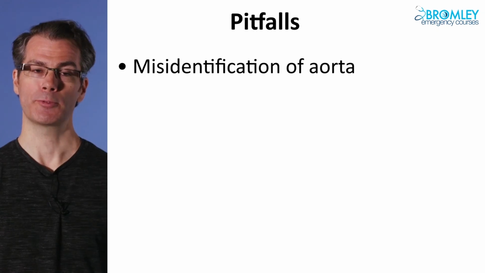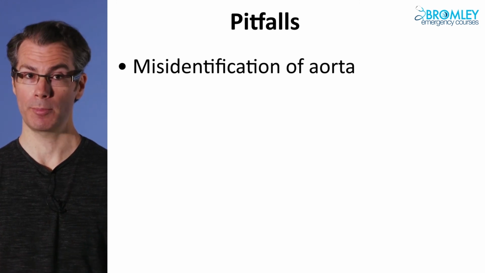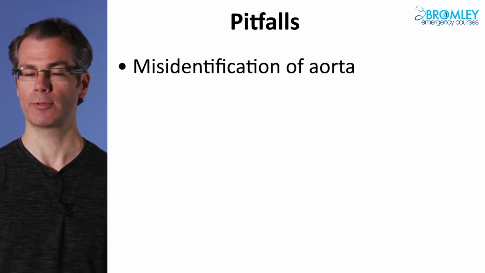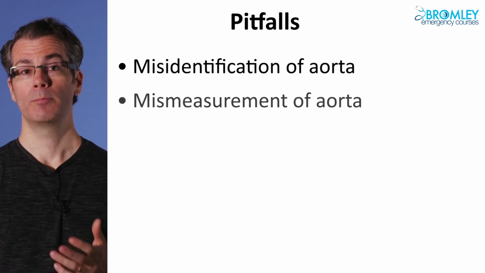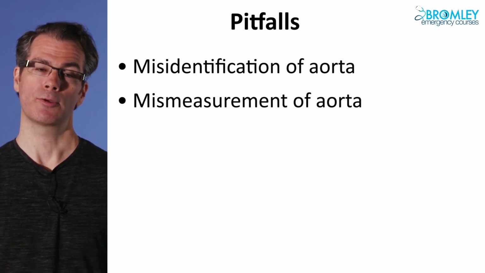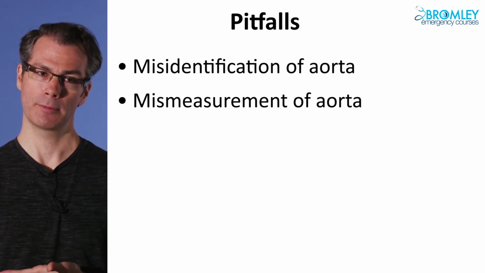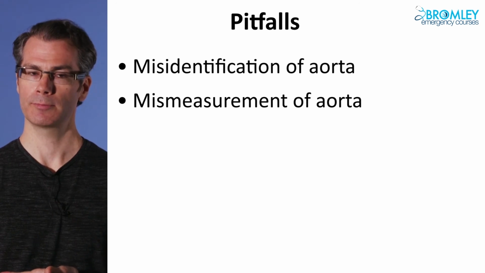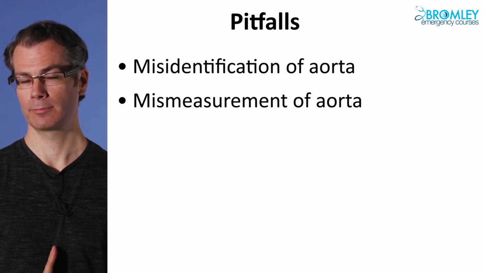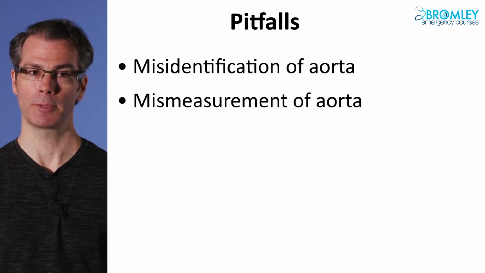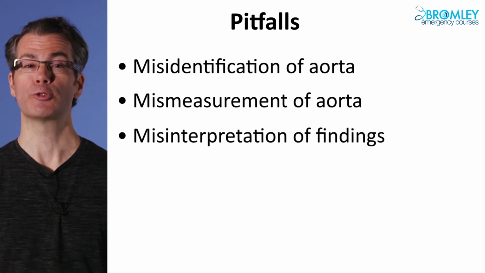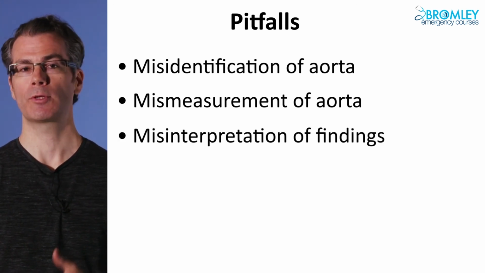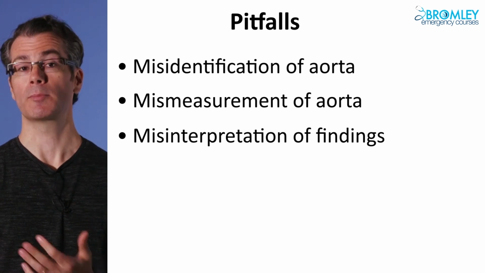As we said, misidentification of the aorta. So as we said, make sure you start with sufficient depth and discriminate the aorta from the IVC. Mismeasurement of the aorta. So as we said, make sure your beam is perpendicular to the vessel and in the middle of the vessel, and include any hematoma in your measurement. And finally, misinterpretation of your findings. So just because you've seen a AAA, this doesn't mean that it's ruptured.